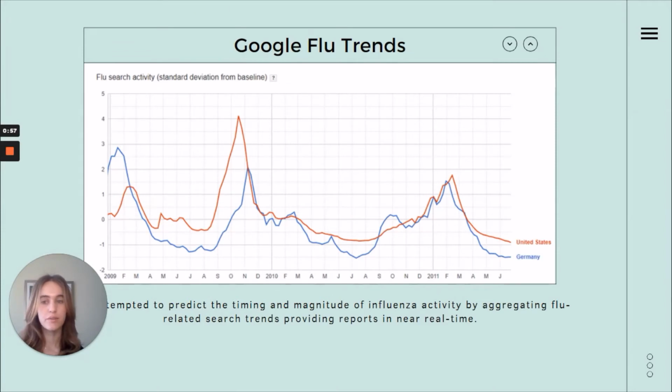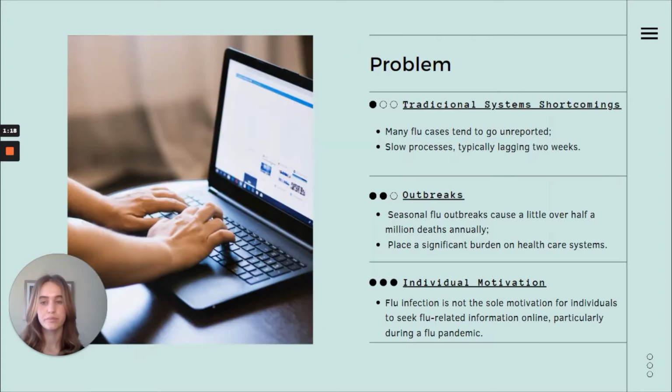That has been done before with Google Flu Trends. They tried to predict the timing and the magnitude of influenza activity by aggregating all the flu-related search trends and then providing reports in real time. However, they greatly failed in 2009 with the flu pandemic, and that made people who were already a bit skeptical about these kinds of models even more skeptical.